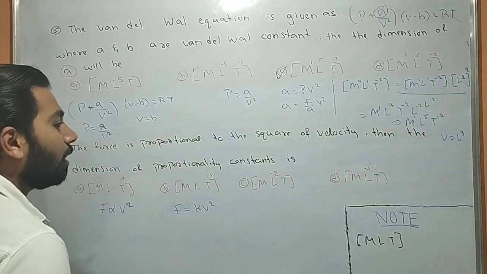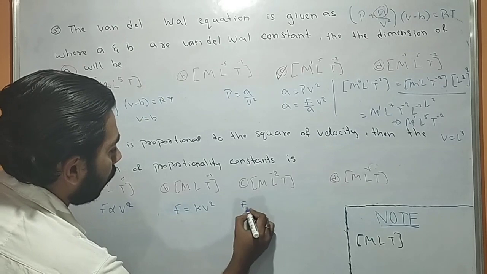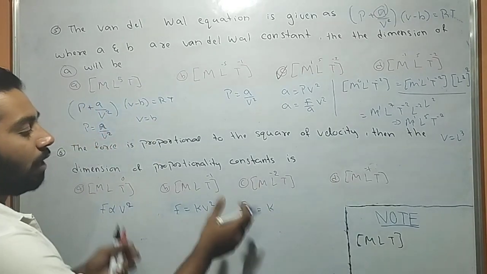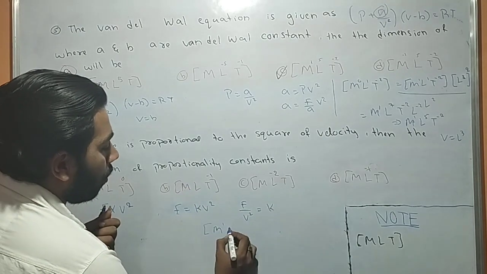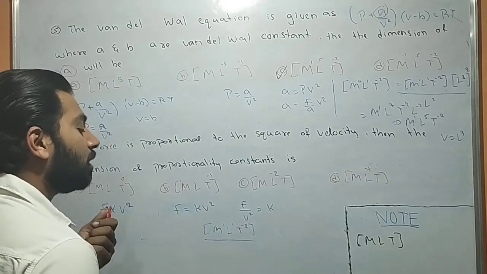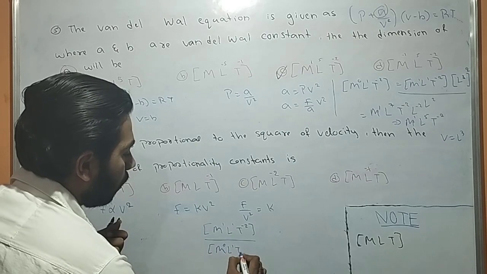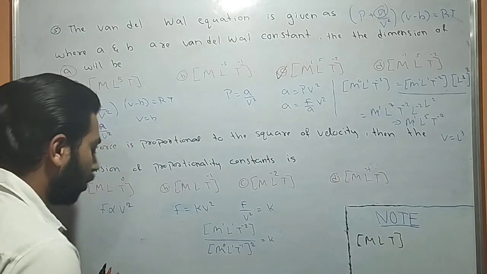Okay. How can you write this? Just simply send this to this side. If you send that to that side, what you will get? Okay, students. Now we have to write the dimension of this. How? What is the dimension of force? Dimension of force is M L T to the power minus 2. And what will be the dimension of velocity? M⁰ L T⁻¹ whole square. Okay. Now just substitute in this.